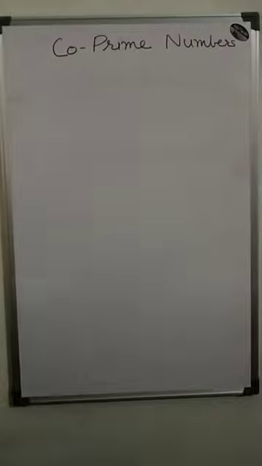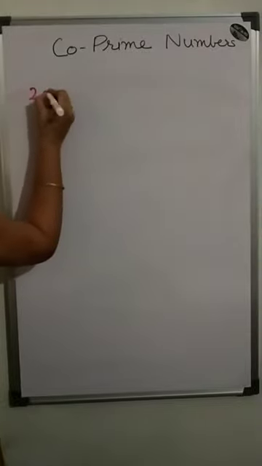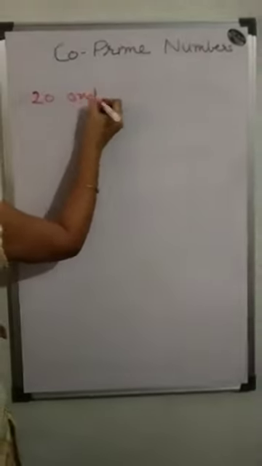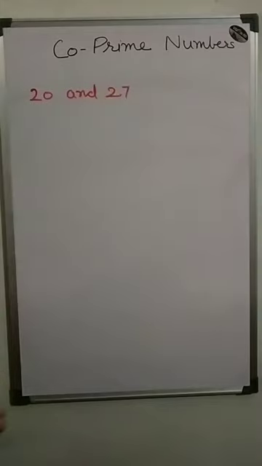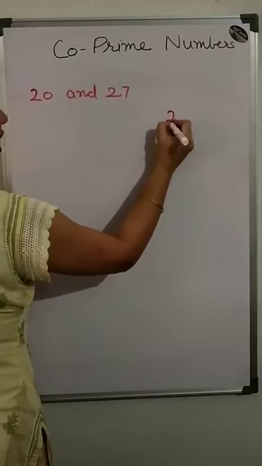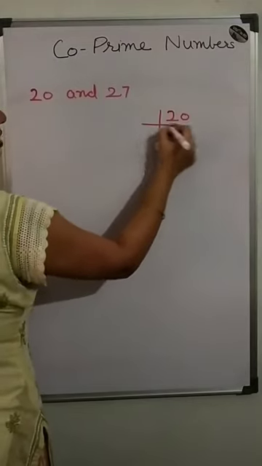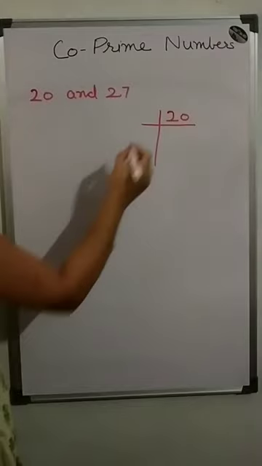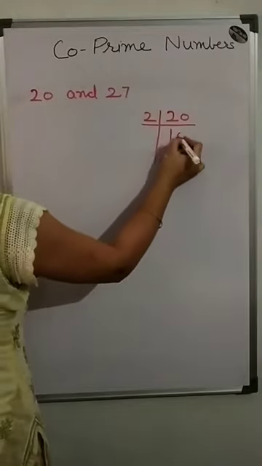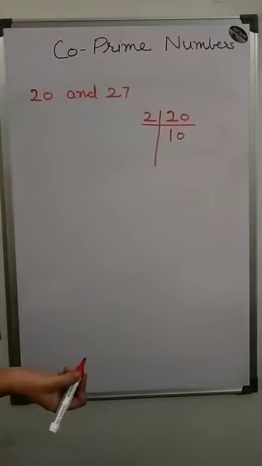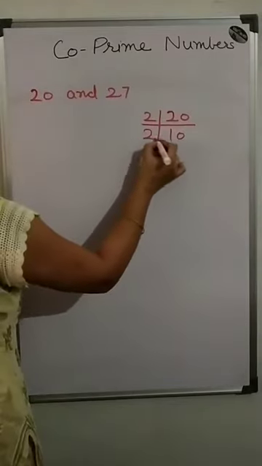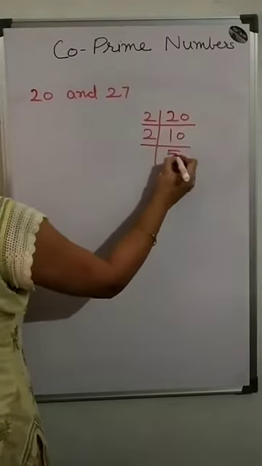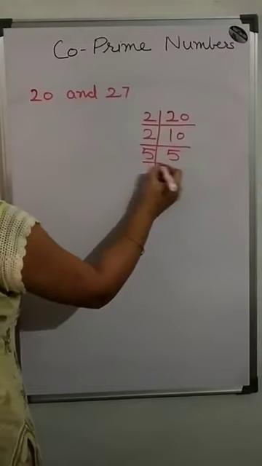Suppose I am taking 20 and 27. So first we find the factors of 20 and 27. Then how do we calculate? Just have a look here. I am writing 20 here and I am finding the factors. By which number do we divide this one? We can divide it by 2 because 2 tens are 20. Further also by 2. 2 fives are 10, then 5 ones are 5.